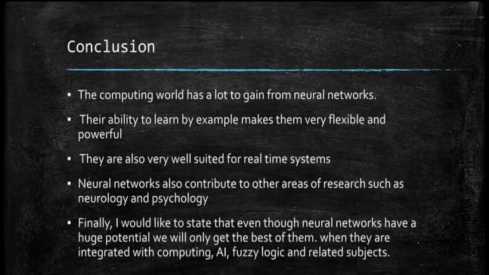Conclusion: the computing world has a lot to gain from neural networks. They are also very well suited for real-time systems. Neural networks also contribute to other areas of research such as neurology and psychology. Finally, I would like to state that even though neural networks have a huge potential, we will only get the best of them when they are integrated with computing, AI, physiology, and related subjects.